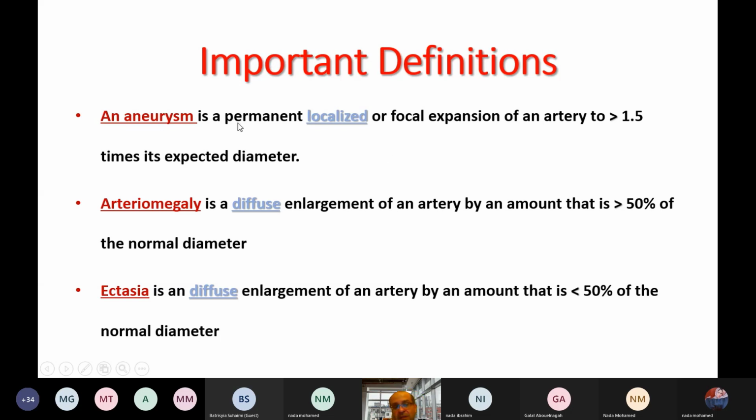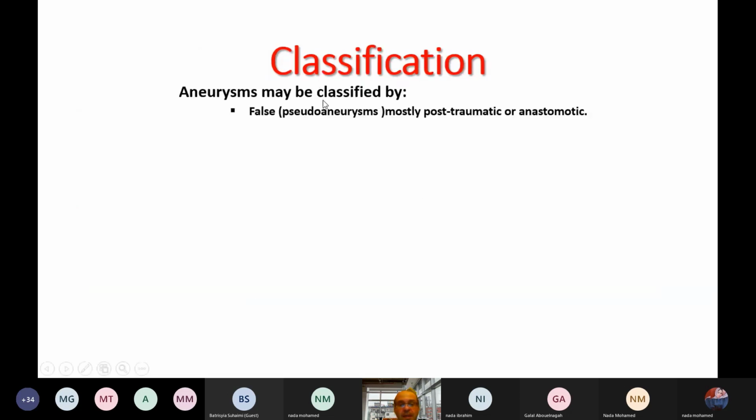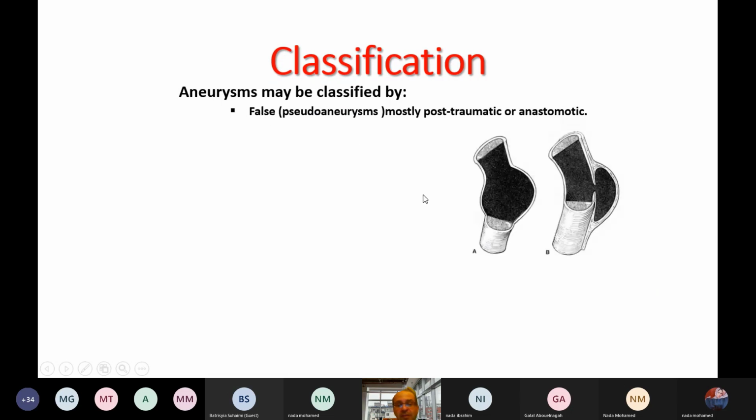I stress for the last time, whenever you are asked about aneurysm, you have to say it is a localized permanent dilatation. It is very important to mention this localized part. Aneurysm could be a false one. What is meant by a false one?